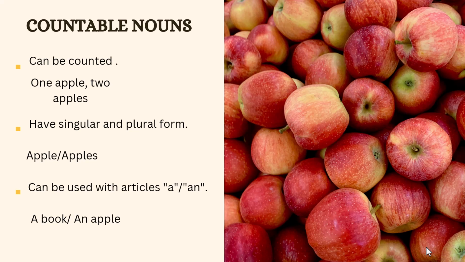The second feature is that they have singular and plural form. They have both forms, you know. We can say apple or apples. I have an apple, but he has 4 apples. Alright, and the third feature is that they can be used with articles. Which articles? Indefinite articles, like a or an.